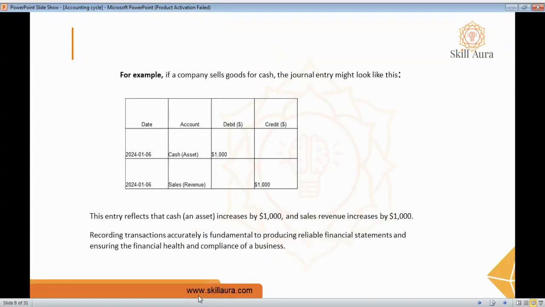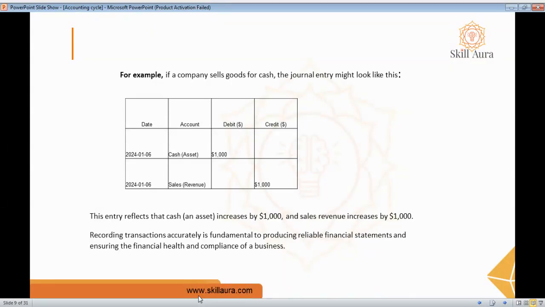For example, if a company sells goods for cash, the journal entry looks like this. We'll have four columns, that is date, account, debit amount and credit amount. We'll understand this statement carefully. The question is, if the company sells goods for cash, here you would debit the cash amount to record the increase in revenue.